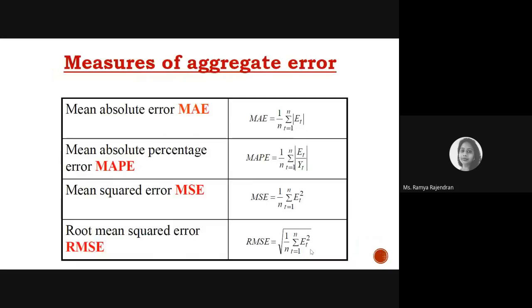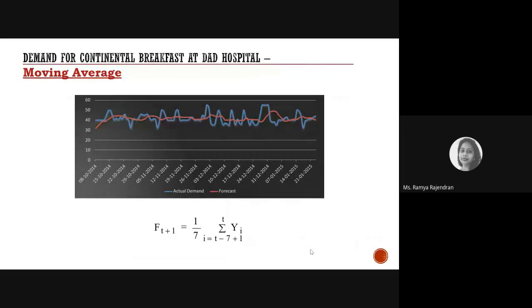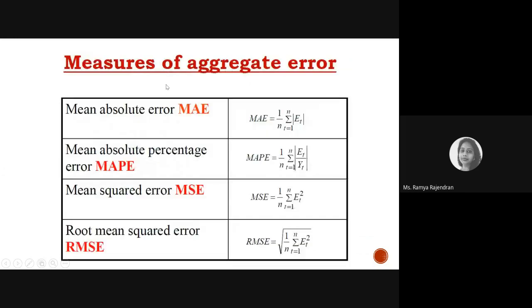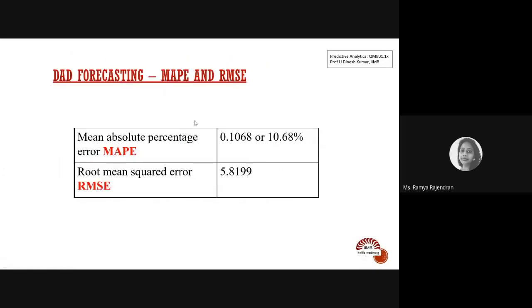Okay, so when we calculate the future values for the continental breakfast demand at the hospital using the moving average, the mean absolute percentage error is 10.68 percent, and RMSE is 5.8. Since these are the 2 important accuracy measures for forecasting, we'll be discussing only these 2 for all our examples.